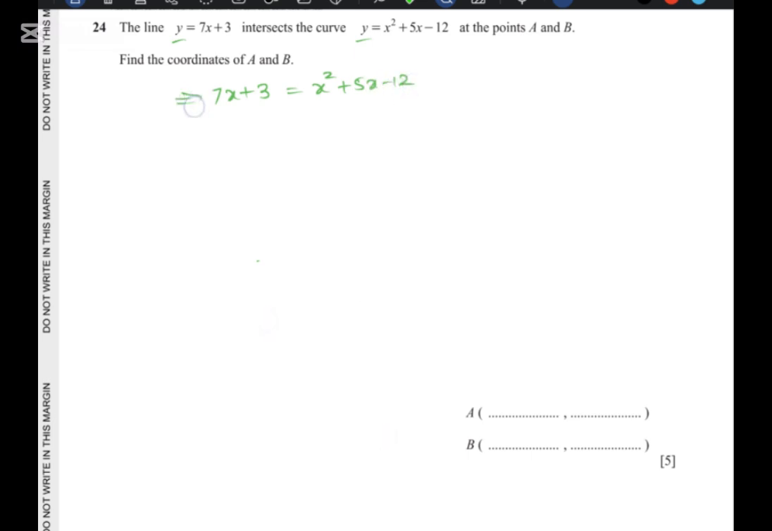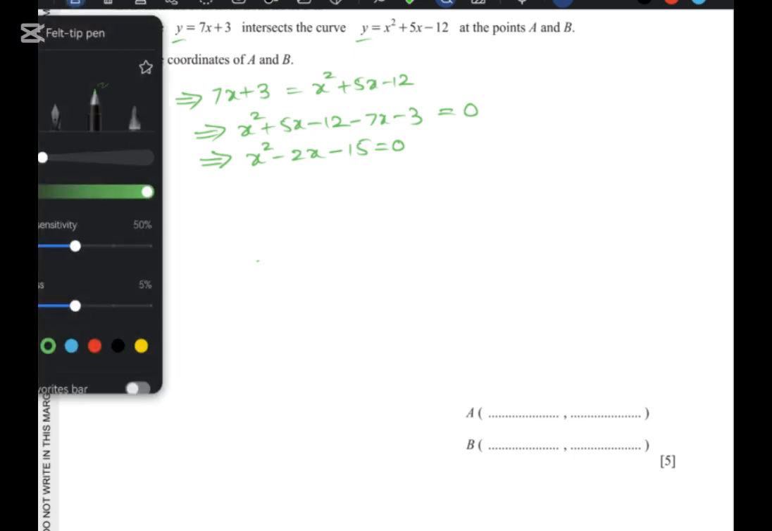Now make it as one equation. I'll bring the left hand side to the right hand side and make it 0. x square plus 5x minus 12, right hand side I'm writing as it is, then I write the left hand side negative like this. This is equal to 0. Now simplify by adding like terms. 5x and minus 7x is minus 2x. Minus 12 and minus 3 is minus 15. We have got a quadratic equation.